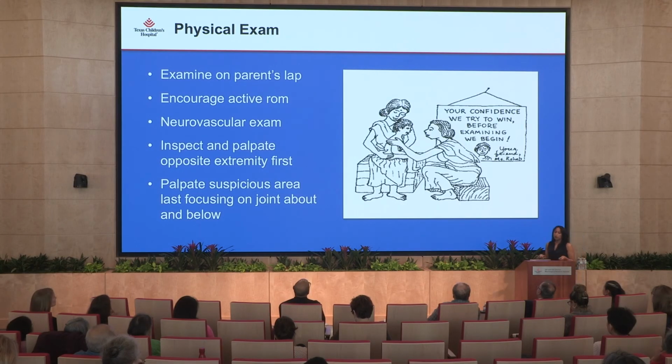So how do you go about examining them? On the very young patients, I think it is ideal to place them on the parent's lap. They're going to feel more comfortable, a little bit safer. I always start with asking them to do their own range of motion. So what can they do comfortably? What can they demonstrate to you comfortably? And then go on to doing passive range of motion. Also assess their neurovascular exam, and we'll go over that in a little more detail in the future slides.